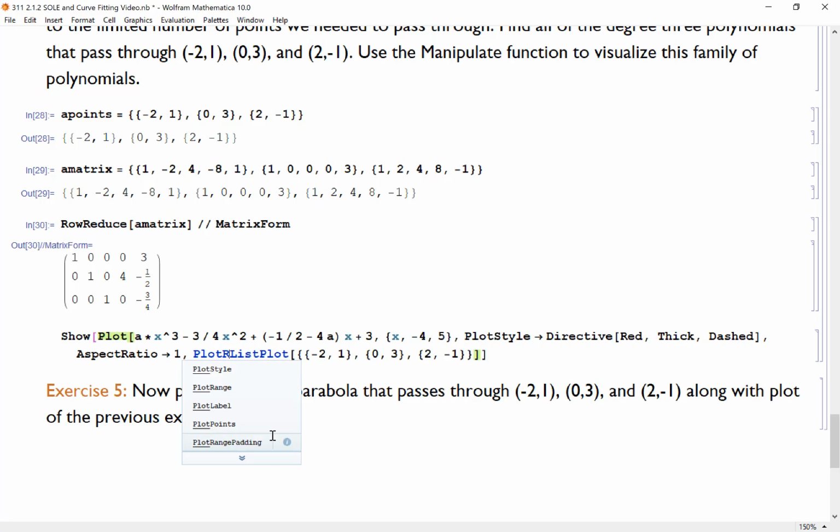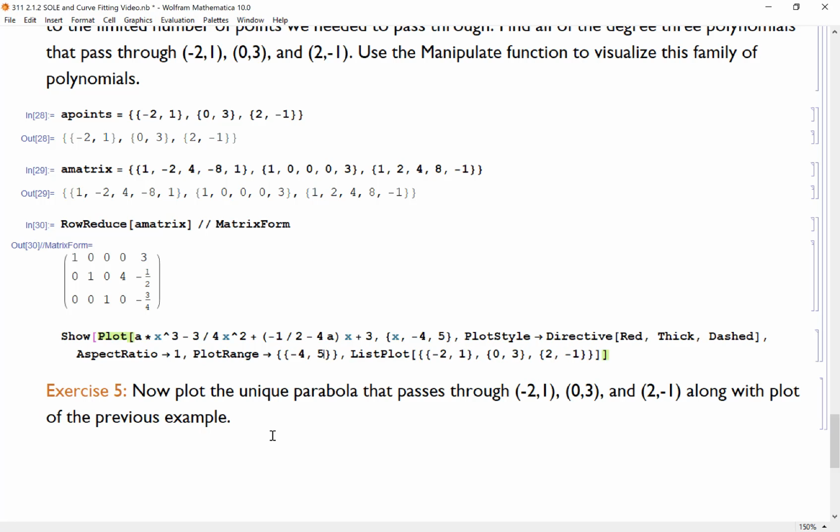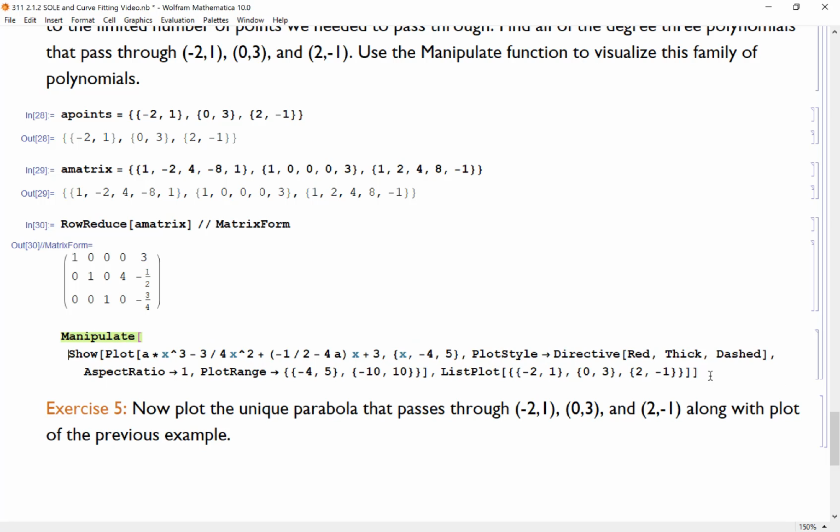And to help with that also, we're going to add in a plot range. Now what the plot range does is it specifies that I want x to run from negative 4 to 5. And let's let our y stay fixed from negative 10 to 10. So this will help keep our plots looking the same as we change our value of a. And I believe I'm missing a bracket after my plot function. And now I'm going to wrap all of this in the manipulate function.